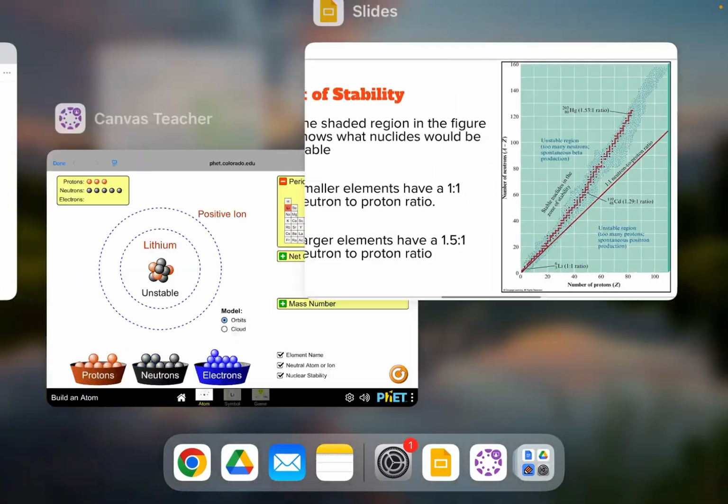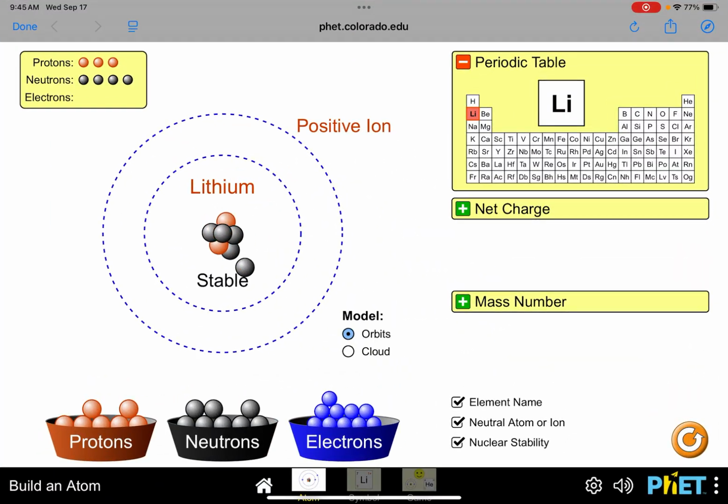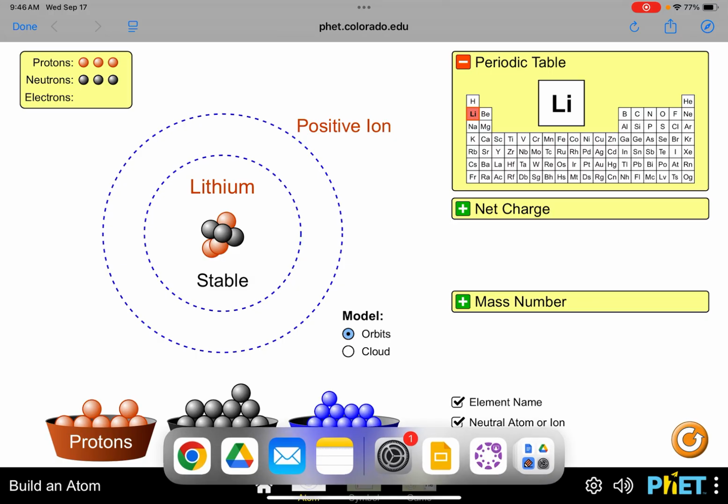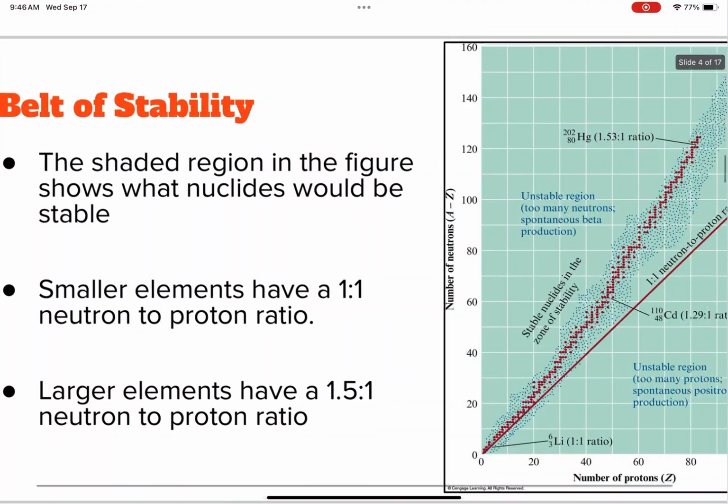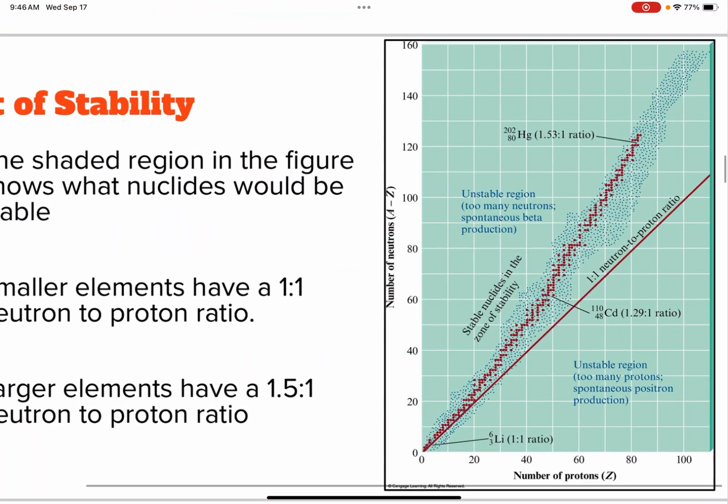let's go back to our PhET simulation really quickly. Looking at the top left, I have 3 protons and 3 neutrons. That's a 1-to-1 ratio of proton to neutron. Lithium isn't shaking. It is happy in this state. So that's what 1-to-1 means. Going back to the belt of stability, when we have our 1-to-1 ratio, everybody's happy.